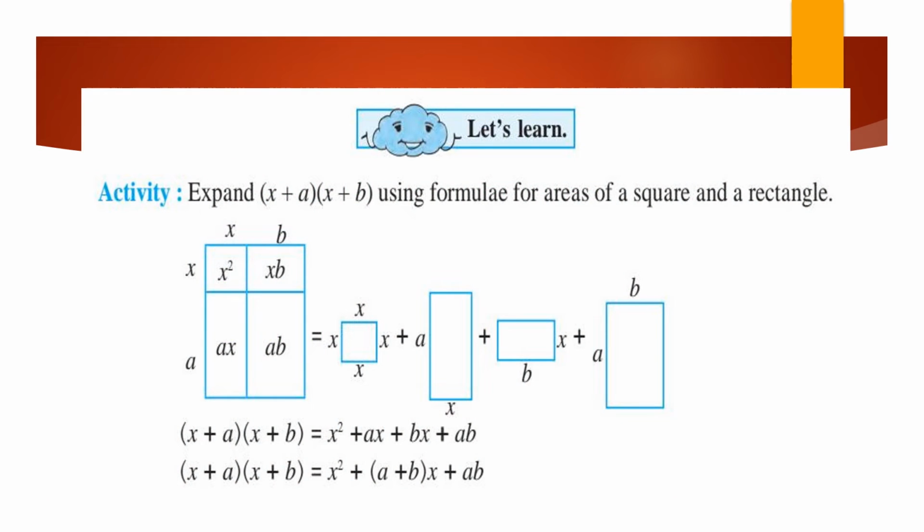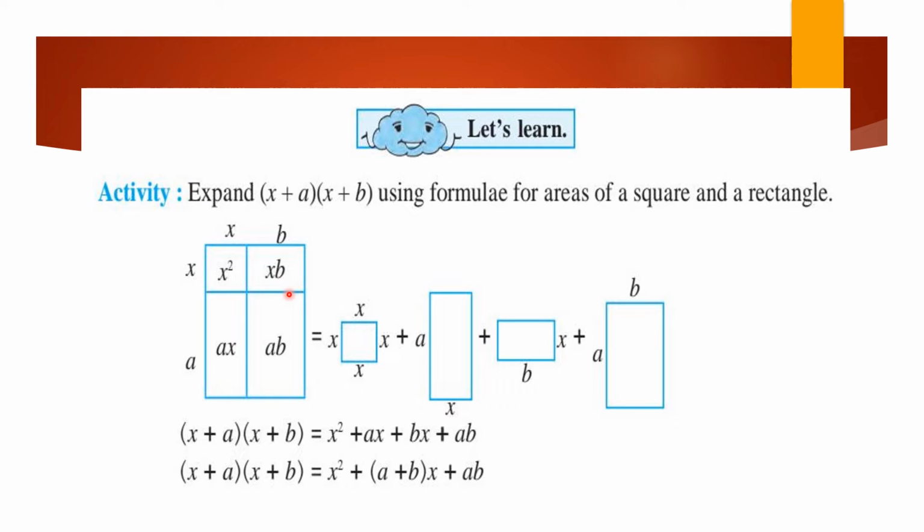Now one activity is given in your textbook to find the expansion of (x + a)(x + b). See here, this one is the rectangle. This rectangle has length x + a and breadth x + b. Now you know the formula for the area of the rectangle. That formula is length into breadth. Therefore, if we multiply this x + a by this x + b, we can find the area of the rectangle. For that, we have to know the expansion of (x + a)(x + b).